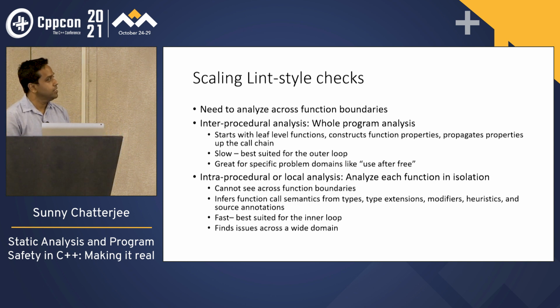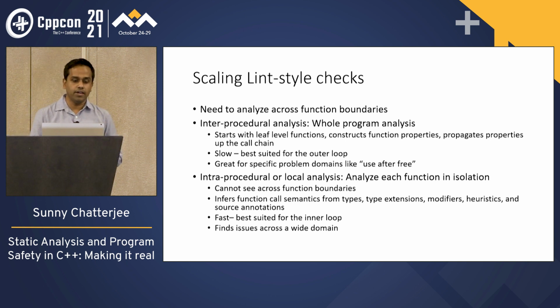Now, the challenge for us is how can we scale these lint-style checks? One of the challenges is to make analysis scale across function boundaries, because we need to be able to get a view of the whole program to figure out some of the bugs. And there are two ways to do this. One is the interprocedural or the whole program analysis. With that, we start with all the leaf level functions, and we track certain properties. We construct the properties we are interested in. Then we propagate these across the call chain.